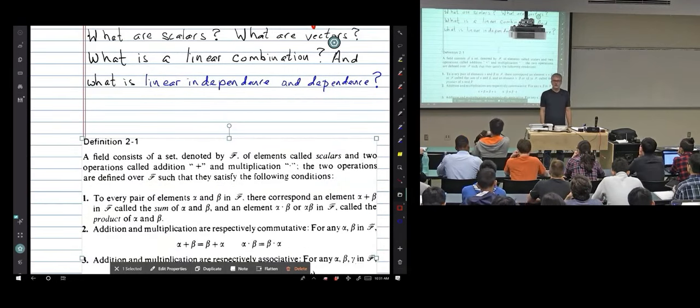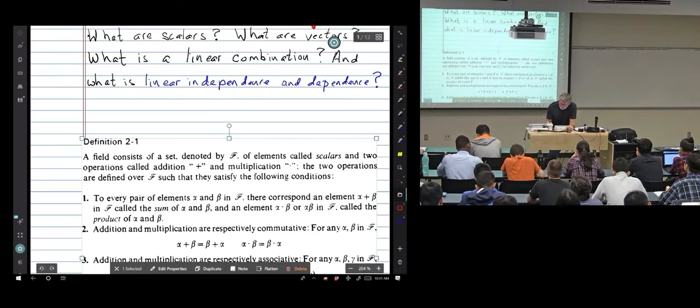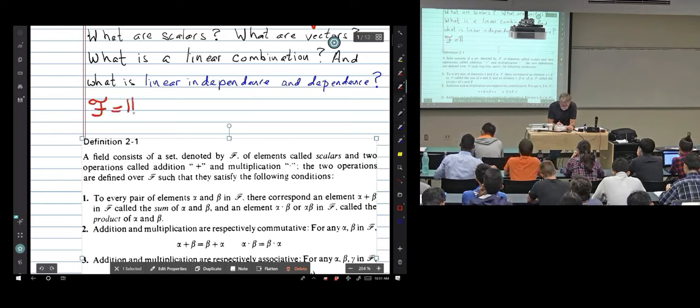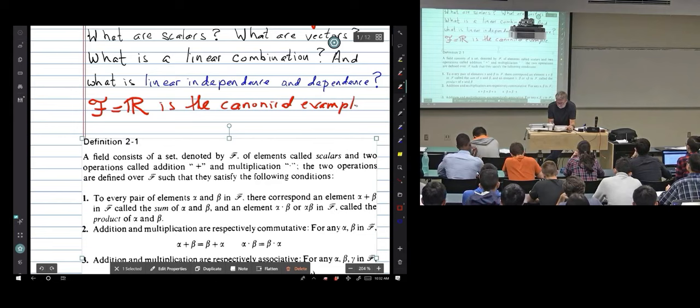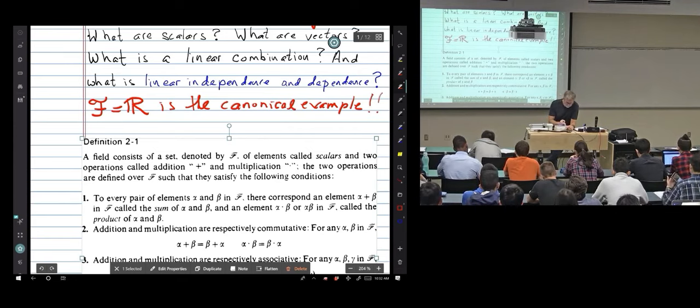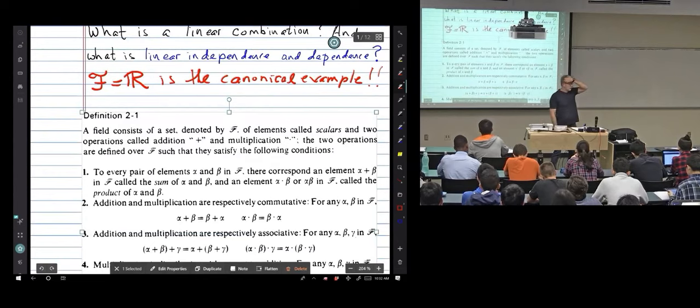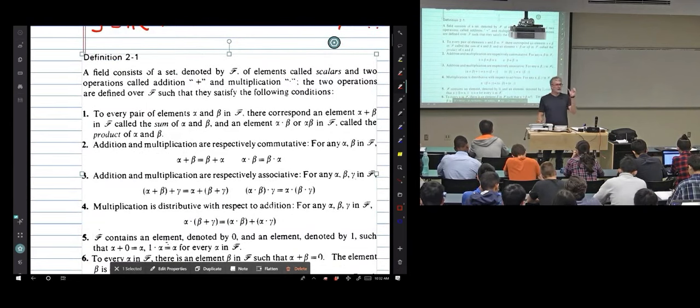Okay, so I'm going to define something called a field, and what I want you to have is an example in mind. Okay? The real numbers is the canonical example. So we're going to define abstract objects.